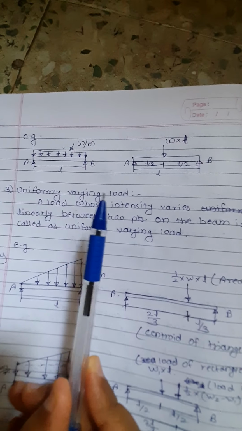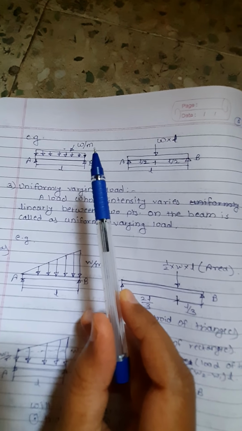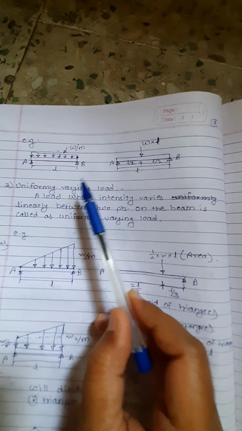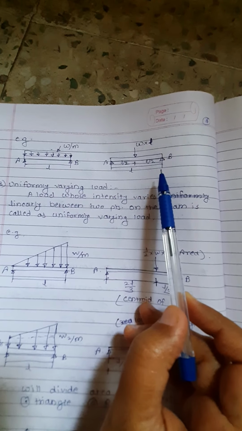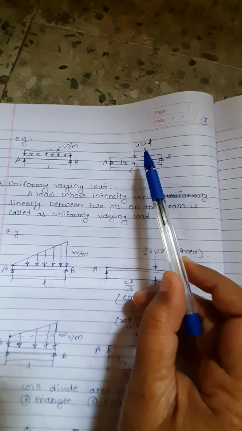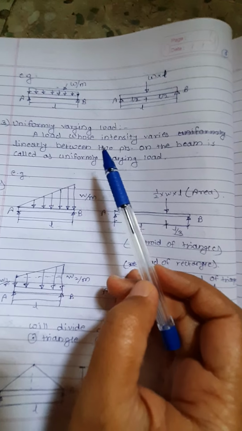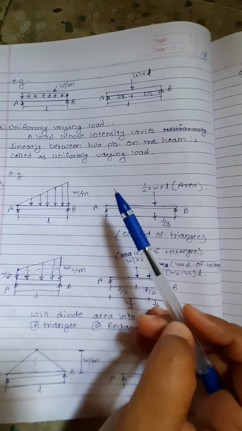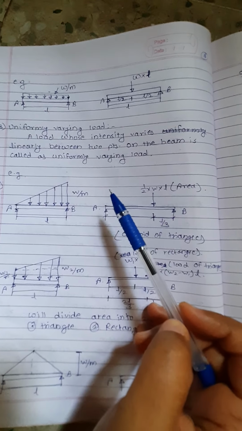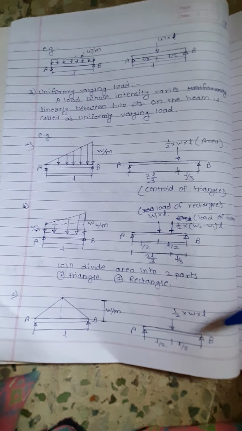For example, here one beam AB is there having the length L and its load W per meter is given. So we can convert it into a point load which acts at the center of the beam, at L by 2 distance, and its magnitude is W into total length L. Then the next is uniformly varying load, a load whose intensity varies linearly between 2 points on the beam is called the uniformly varying load. There are some examples over here of uniformly varying load.